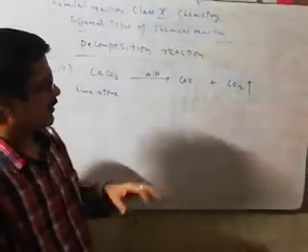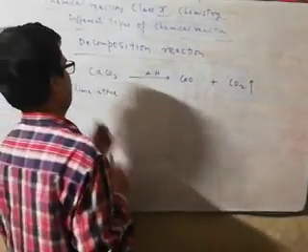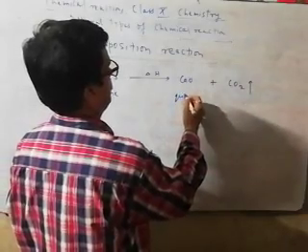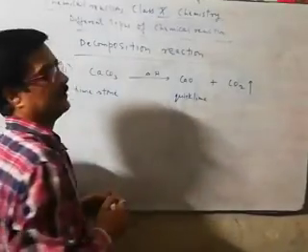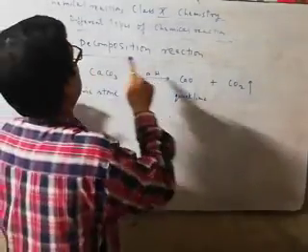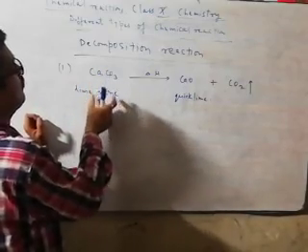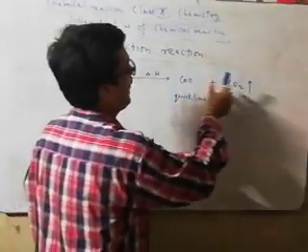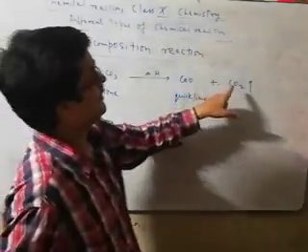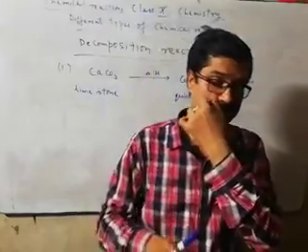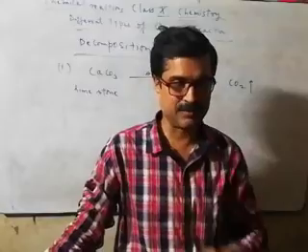So here we are getting calcium oxide. You see, this is called quicklime. So here what happens, why is it called decomposition? Because one compound is broken into two or more. Here two compounds, calcium oxide and carbon dioxide. So this is the best example of a decomposition reaction.